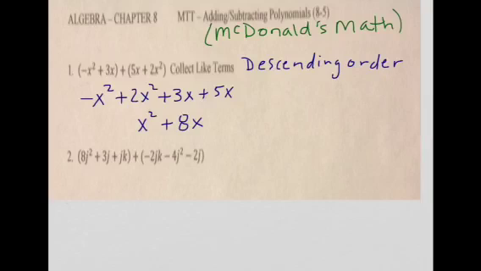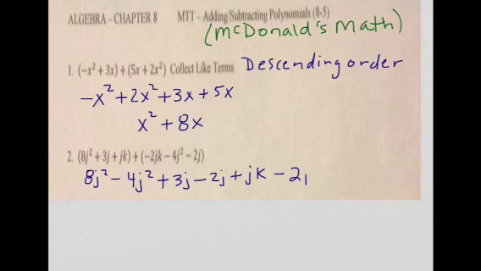Alright, again we're going to be looking for like terms. So we're going to start out with 8j squared minus 4j squared. And then we are going to have 3j minus 2j plus jk minus 2jk.